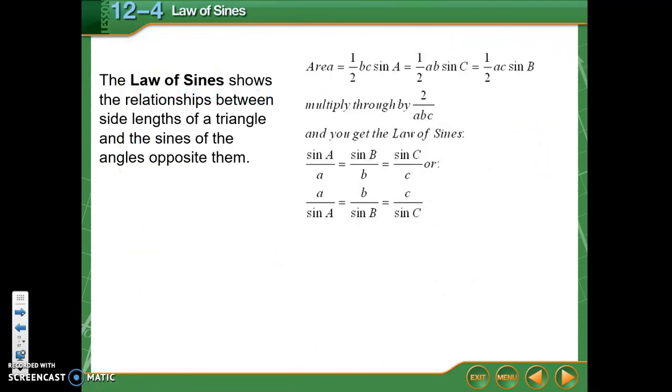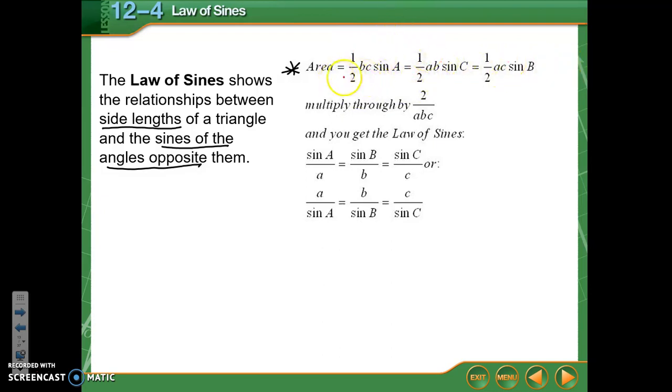All right, now we're going to talk specifically about the law of sines. This is the second objective, or the second part, of this section. The law of sines shows the relationship between side lengths in a triangle and the sines of opposite angles. So basically the law of sines comes from the area formula. Remember, this is the area formula we saw in the first part of the video: 1/2 times two sides times the included angle. If I rearrange this, all three of those are equal to each other.